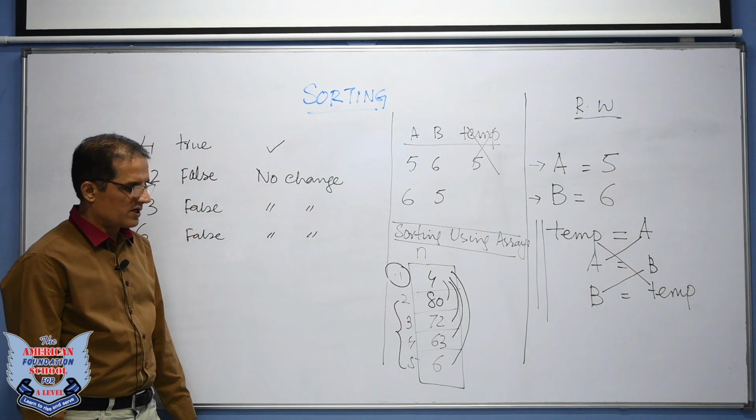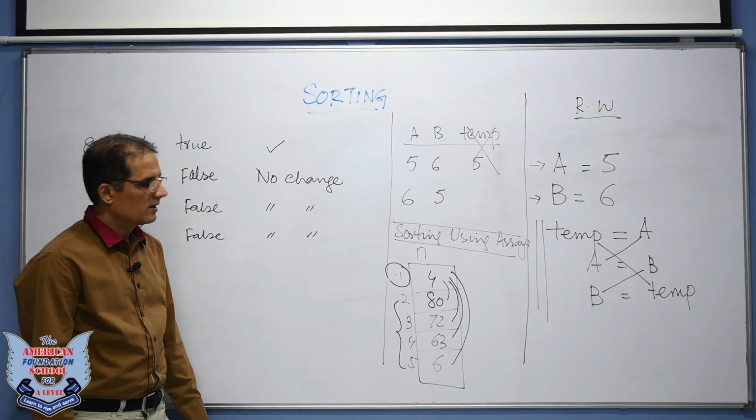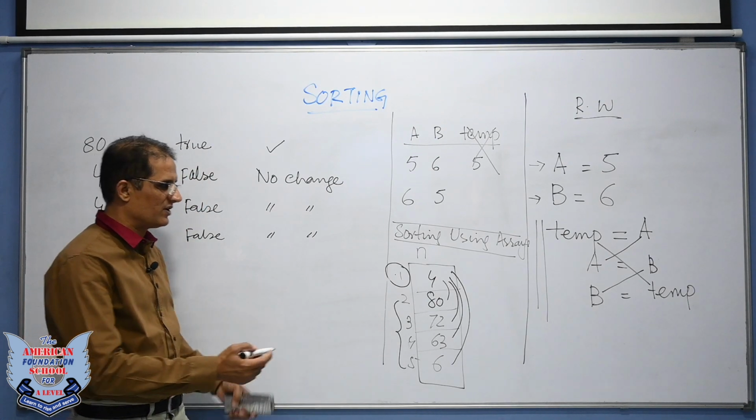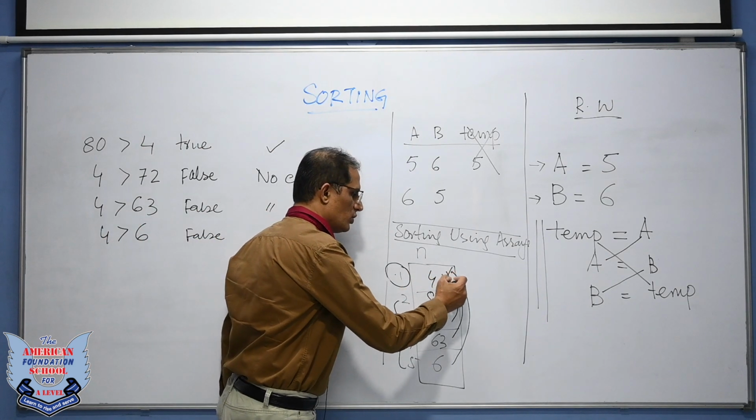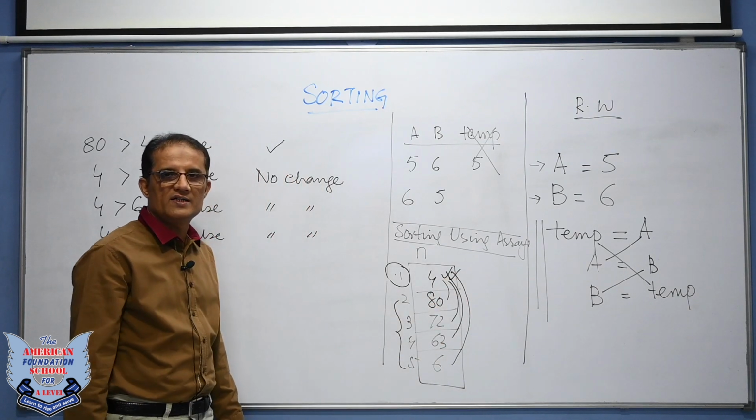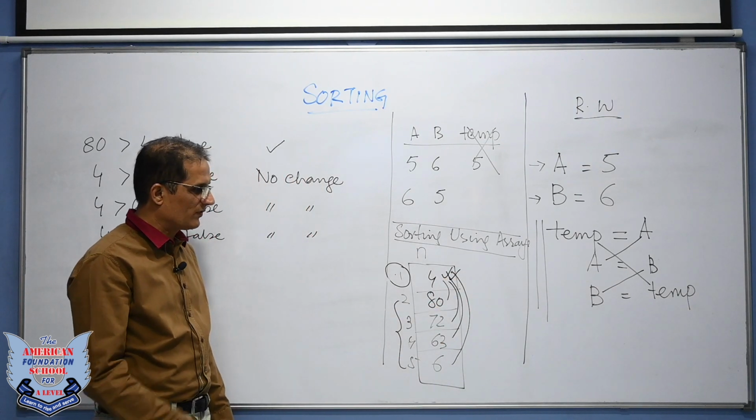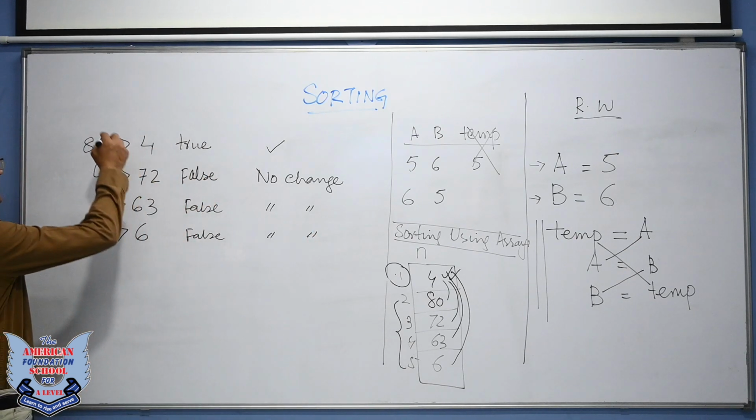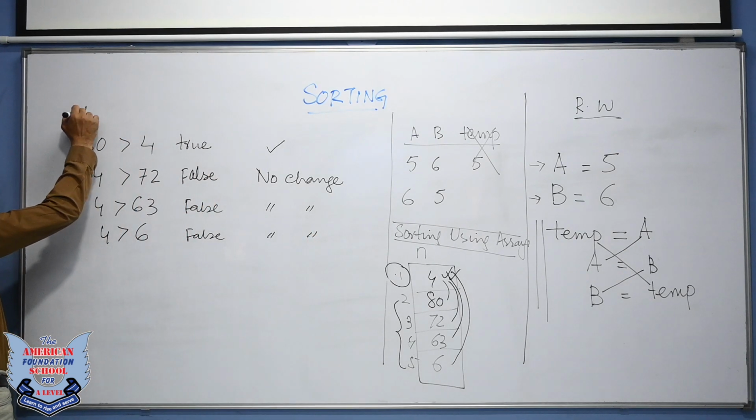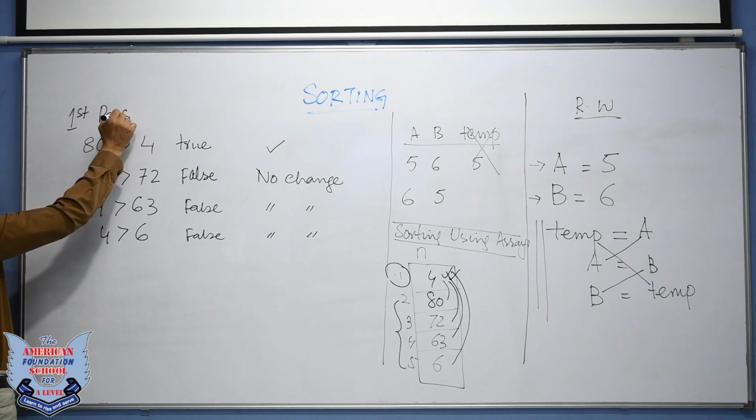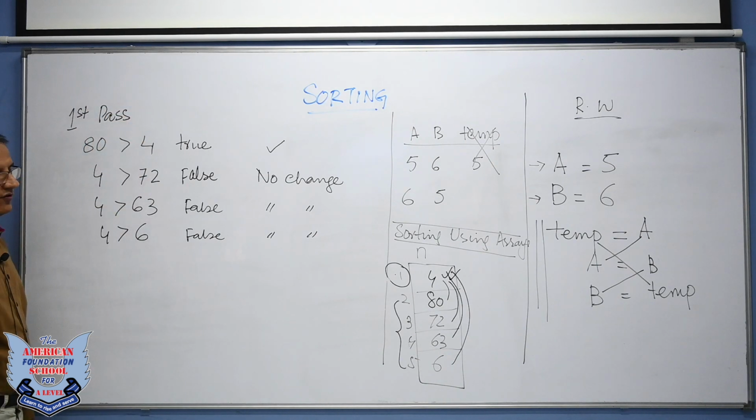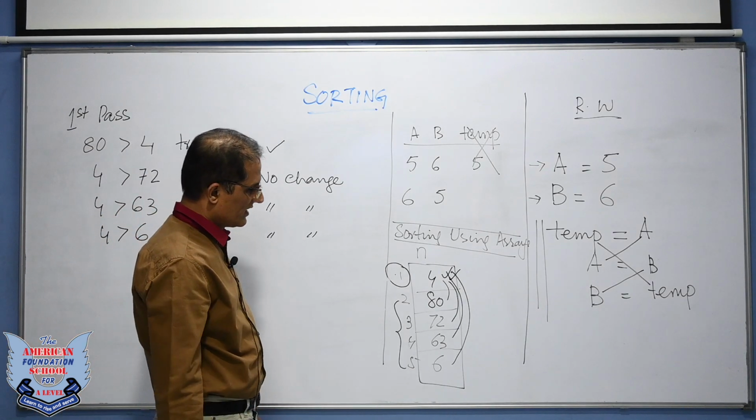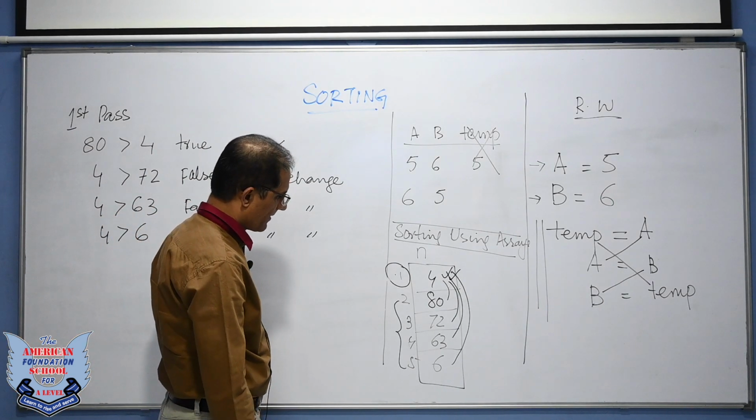And what is the type of the change that you have noticed? The lowest number of the list has taken its position. This number is the lowest number of the list that has taken its position. So 4 is right there on the top. So that means we have completed just the first pass of this sorting. And after the first pass, the lowest number of the list has taken its position.